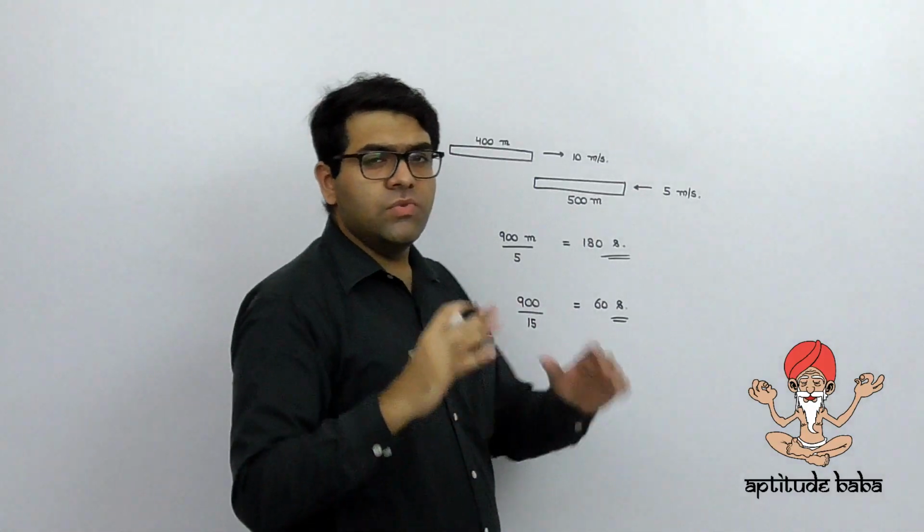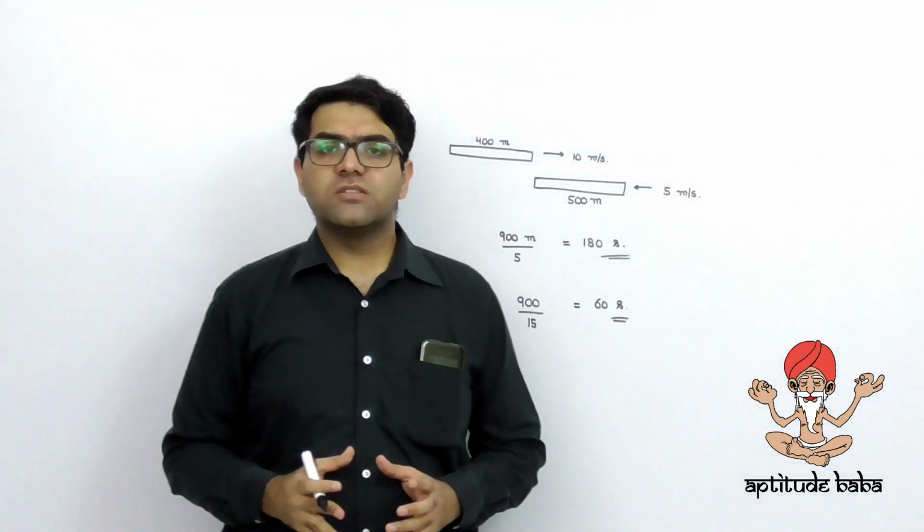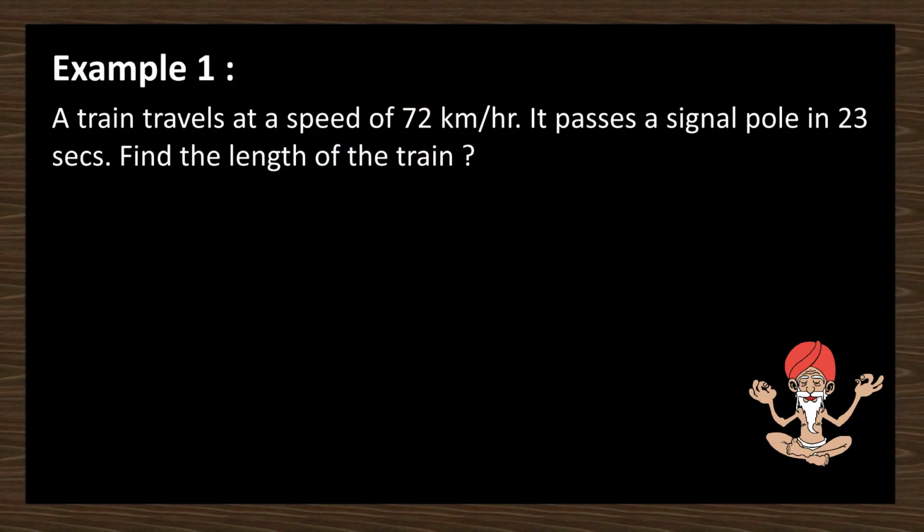With this we end our basic theoretical discussion of trains and tunnels. Let's move on to examples now. A train travels at a speed of 72 kilometers per hour. It passes a signal pole in 23 seconds. Find the length of the train.